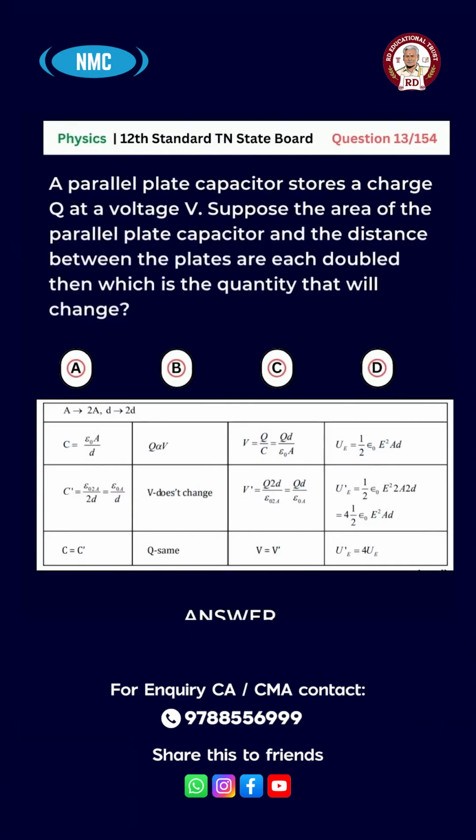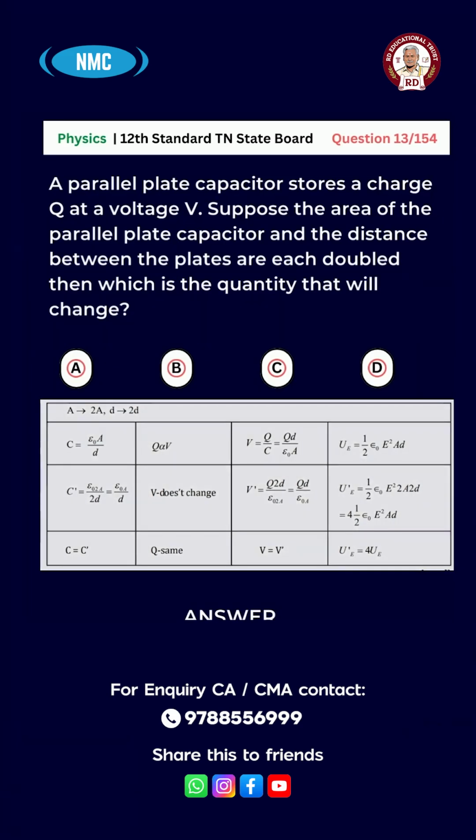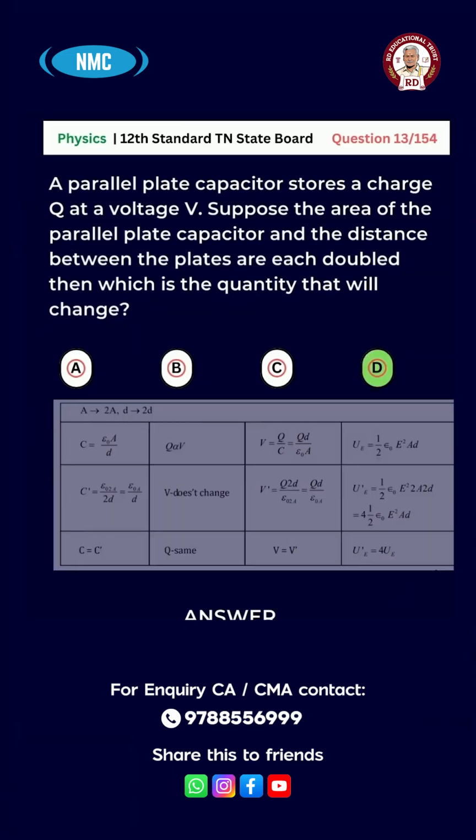Question number 13. A parallel plate capacitor stores a charge Q at a voltage V. Suppose the area of the parallel plate capacitor and the distance between the plates are each doubled, then which is the quantity that will change? The answer for this question is option D, energy density only changed.